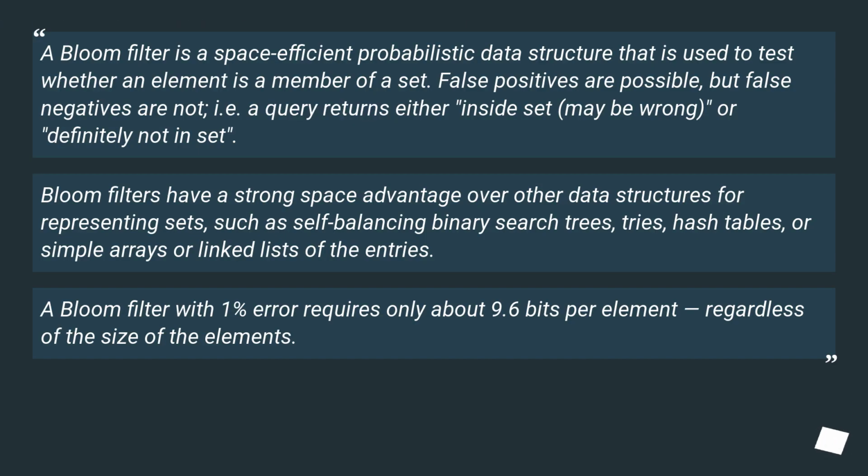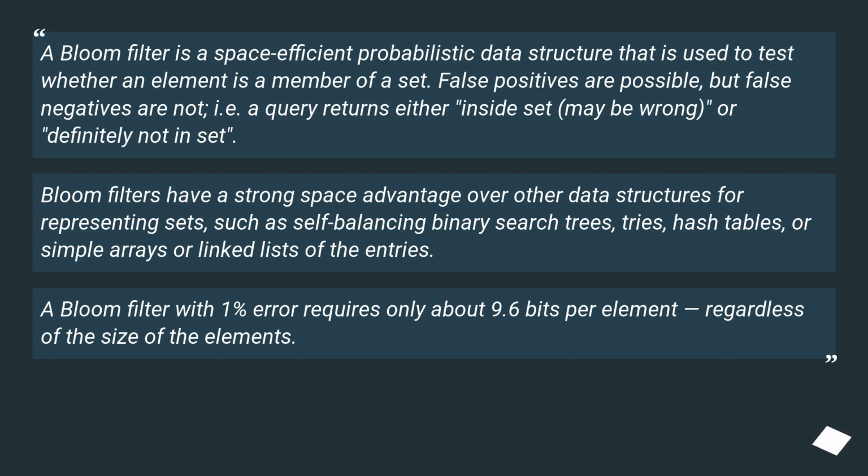A Bloom filter is a space-efficient probabilistic data structure that is used to test whether an element is a member of a set. False positives are possible, but false negatives are not, i.e. a query returns either "inside set, may be wrong" or "definitely not in set". Bloom filters have a strong space advantage over other data structures for representing sets, such as self-balancing binary search trees, tries, hash tables, or simple arrays or linked lists of the entries.